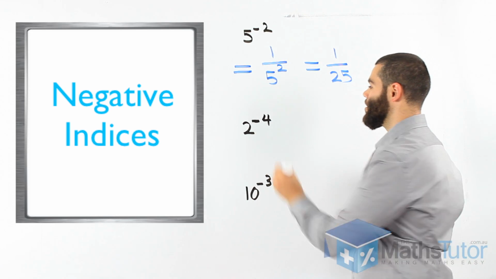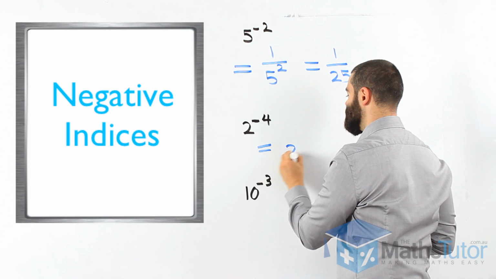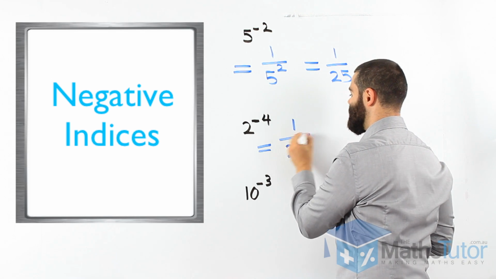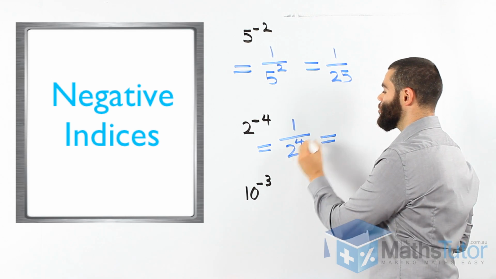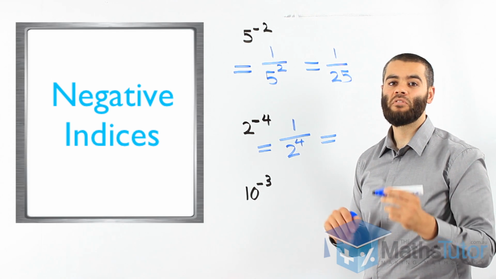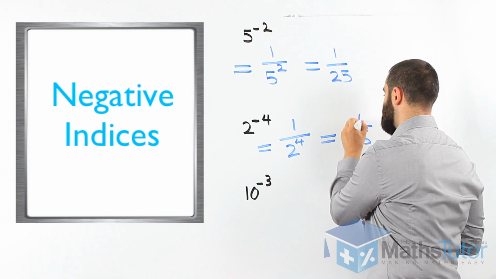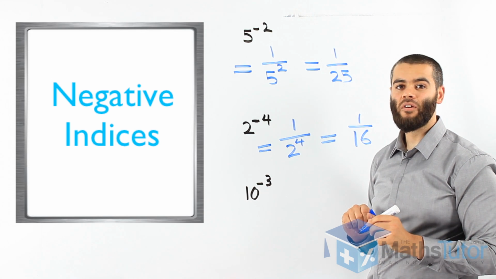Same thing here. 2 to the power of negative 4. 2 to the power of 4. The negative becomes 1 over. It transforms. So our basic answer, 2 to the power of 4, 2 times 2 times 2 times 2 is 16. 1 over 16. So this one, how are we going to write it?